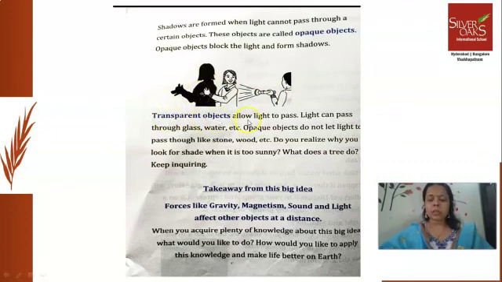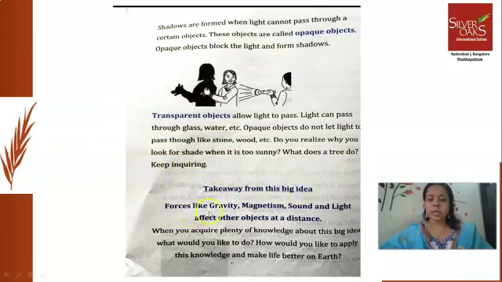Transparent objects allow light to pass. Light can pass through glass, water, etc. Opaque objects do not let light pass through, like stone, wood, etc. Do you realize why you look for shade when it is too sunny? What does a tree do? Keep inquiring. Take away from this big idea.